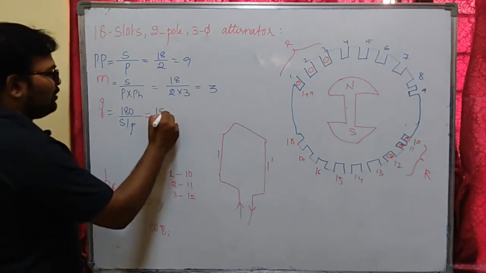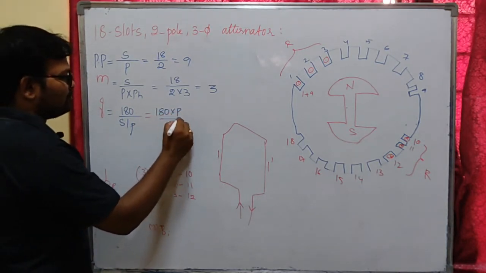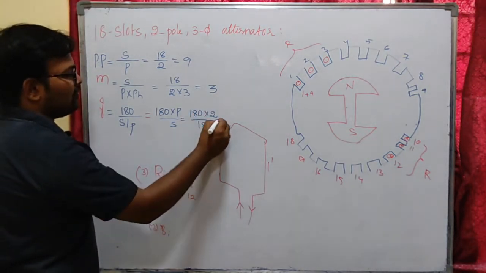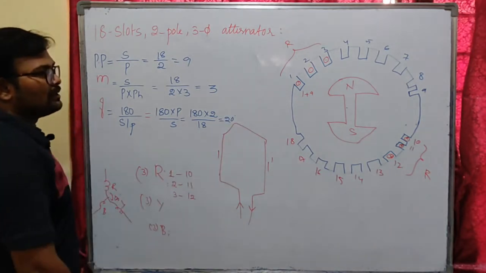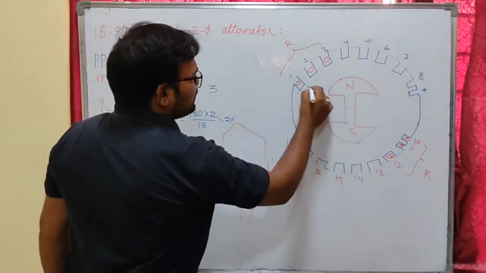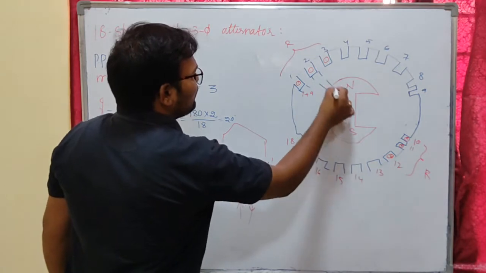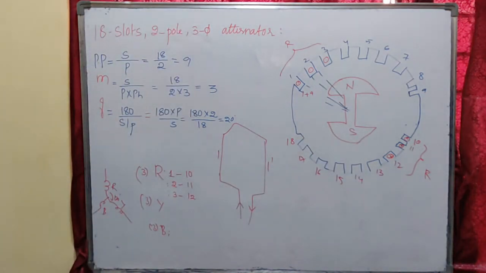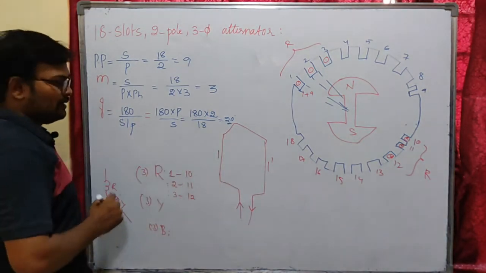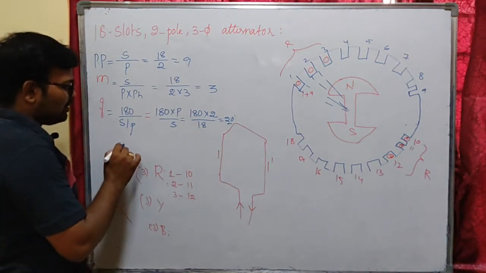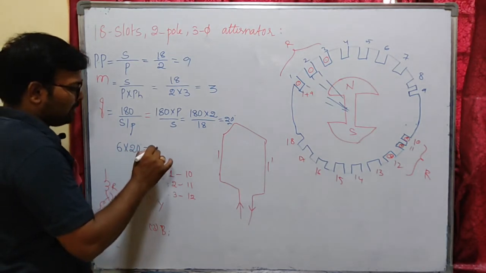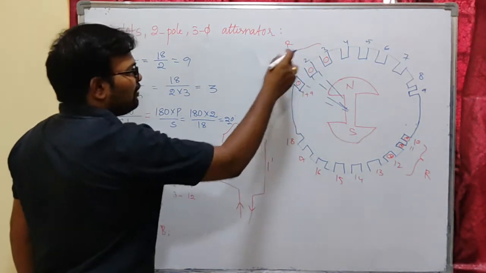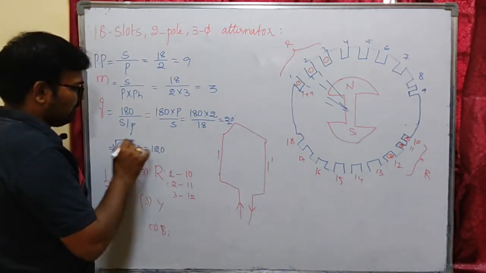Gamma is nothing but 180 into number of poles by number of slots. That will become 180 into 2 by 18, which gives us 20 degrees. That means each slot is contributing 20 degrees. So I have to keep the Y phase 120 degrees away from R phase. How will that happen? If each slot has 20 degrees, I can keep Y phase after 6 slots, which will be equal to 120 degrees. If I keep the Y phase after 6 slots of R phase, that will be equal to 120 degrees.